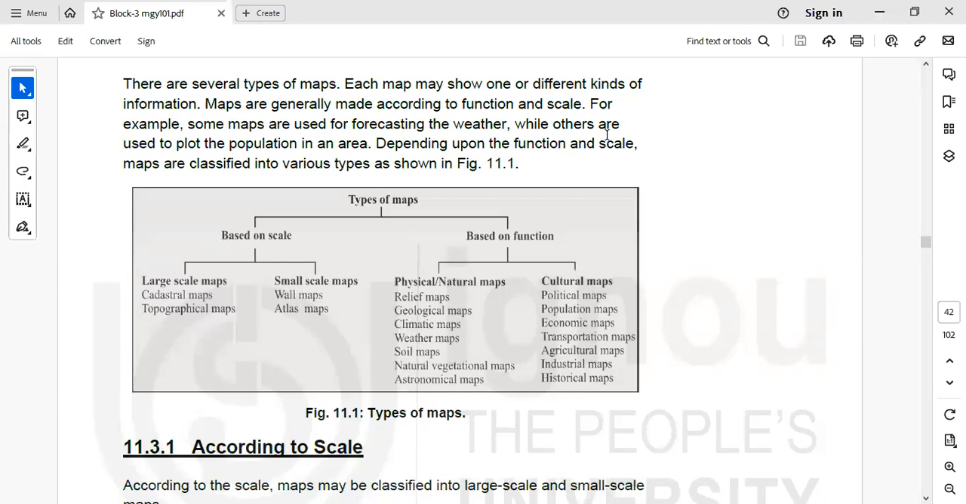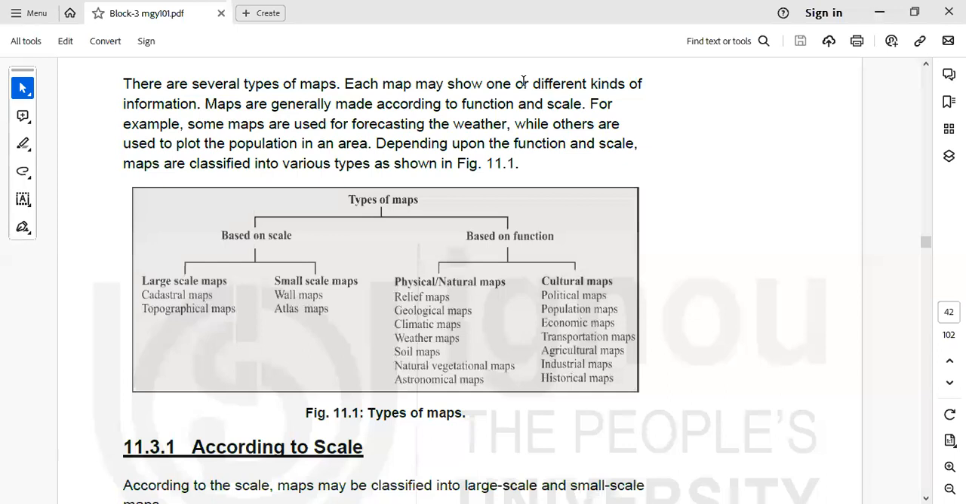These are the physical and natural maps. The physical natural maps show the physical features or the information related to the physical aspect of the earth. And then we have the cultural maps. The cultural maps show the features which are man-made, and these maps can be political maps. We show the political boundaries.